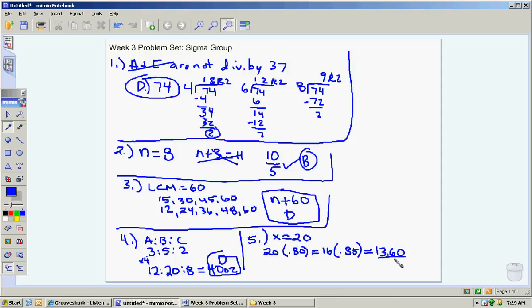So basically we have to go through our answer choices plugging in 20, because that's our x value, until we get 13.60. And when we look at B, 17 over 25, and we multiply that by the original value 20, we get 13.60. So B is our answer choice that we're looking for here.